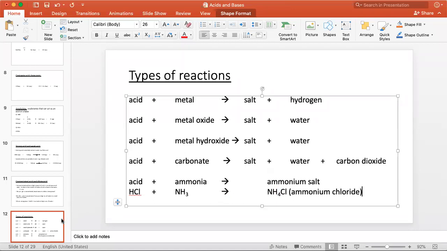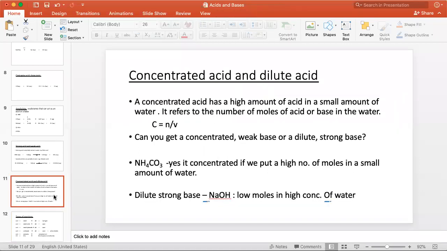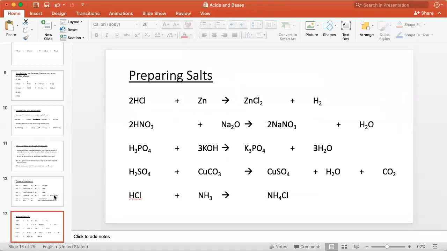Okay, I hope you're with me. We're going on further. Preparing salts. Then he'll ask you, we want to prepare a salt, like you did with the fertilizers. If you want to make ammonium nitrate, which acid will you use and which base will you use? You'll have to use ammonia plus nitric acid to form ammonium nitrate.